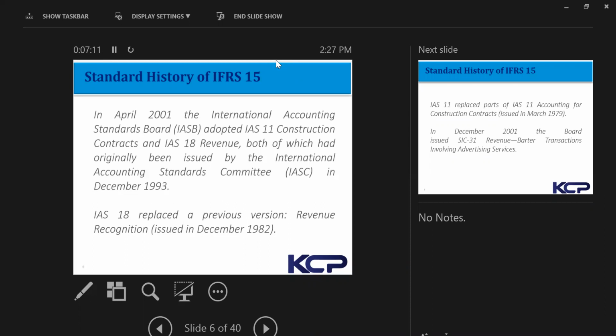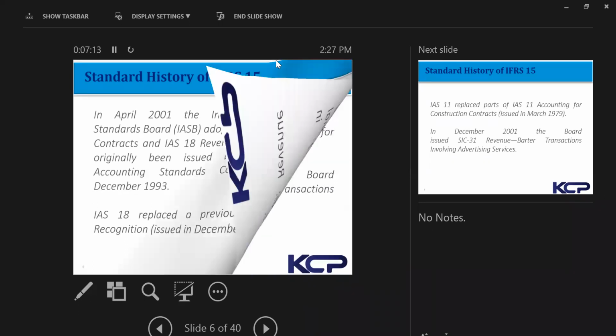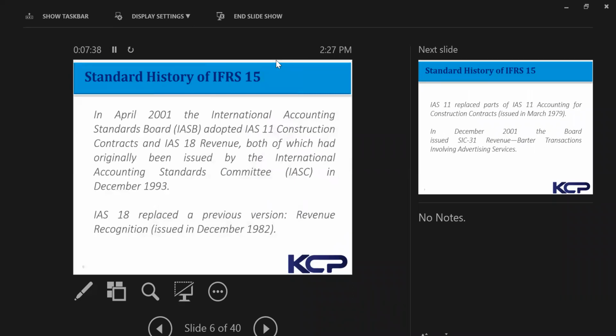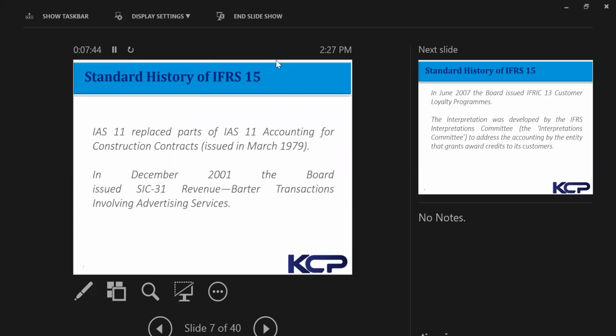Understanding this is very, very important as we go into IFRS 15. So IAS 11 replaced the previous IAS 11, accounting for construction contracts. When it was repealed in 2001, we then called it construction contracts, right? Then in December 2001, the board issued SIC, S-I-C. What is the full meaning of that?